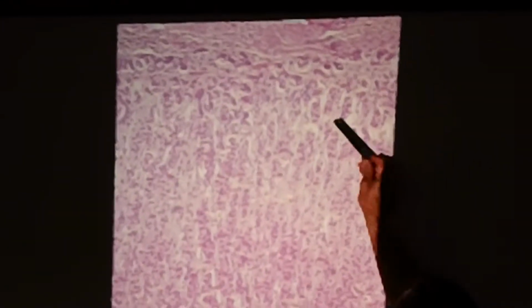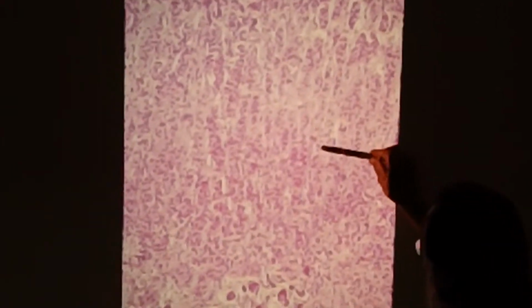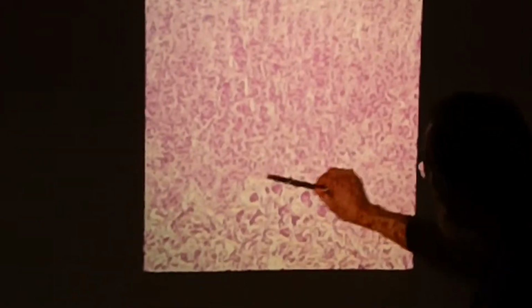In the higher power shot, we can see these rounded clusters. So from here up is probably glomerulosa. And then notice how there are these bands. So this would be fasciculata. And here these bands are all interconnected, so reticularis to about here. And you get into here and you're talking medulla.